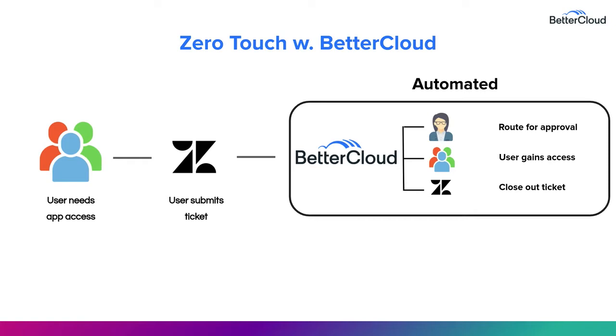Here, we can see what this process looks like through zero touch with BetterCloud. Starting again on the left, the user will go ahead and request access to an application through Zendesk. Zendesk then, instead of routing that to someone on the help desk team, will push that automatically to BetterCloud, who can then route that for approval, automatically provide access to the application once that approval is granted, and then ultimately close out the ticket and communicate directly to the end user. Once again, becoming a full zero-touch process, saving you time, saving you effort, and automating things that are better suited for automation.